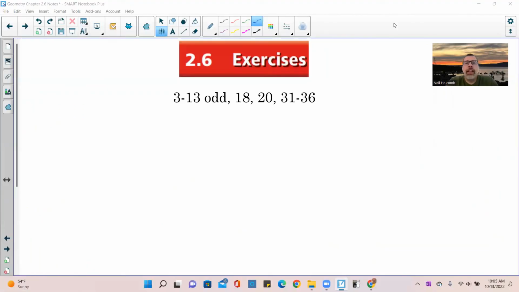Okay, that brings us to the end of chapter 2.6 exercises. Please do problems 3 through 13 odd, 18, 20, and 31 through 36.